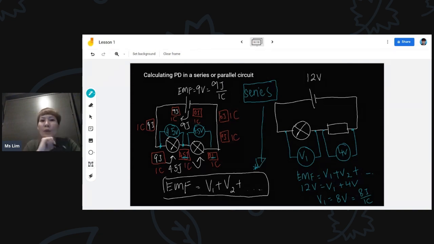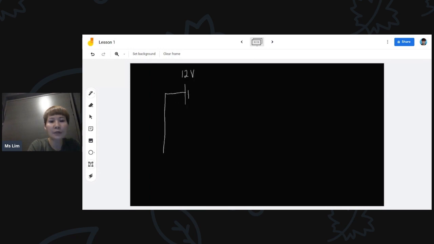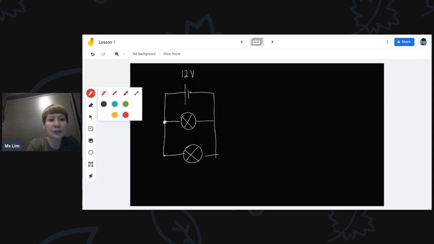Now let's take a look at what happens if it is a parallel circuit. How do we calculate that? Let's say we have a parallel circuit, again with 12 volt, meaning I will have another alternative path where I will have a second light bulb. So there are two paths which the charge can choose to take. We call this a parallel circuit. Now, let's imagine ourselves as 1 coulomb.